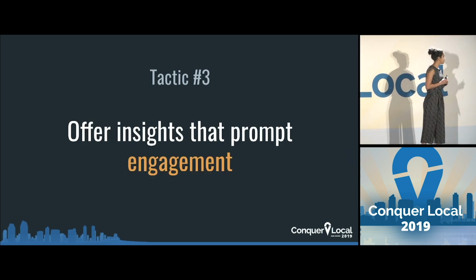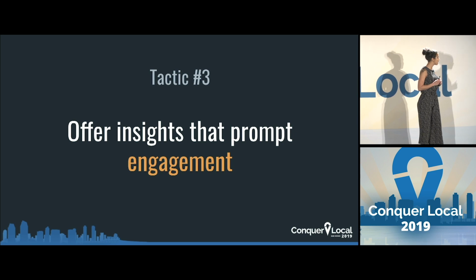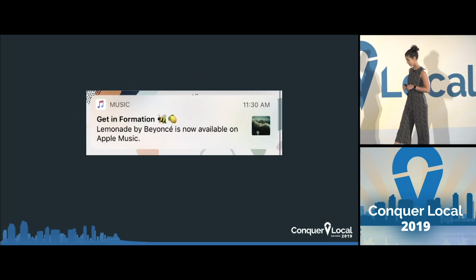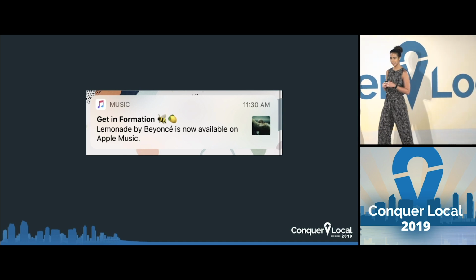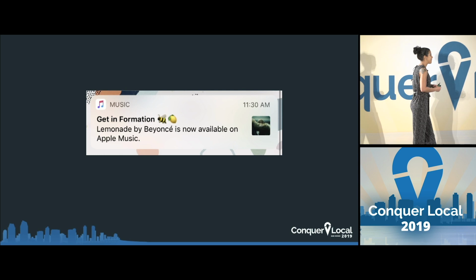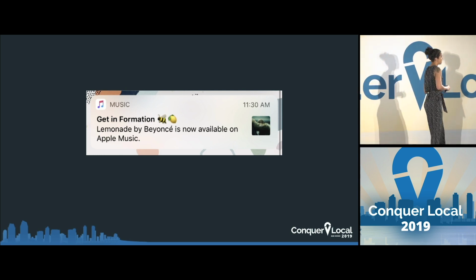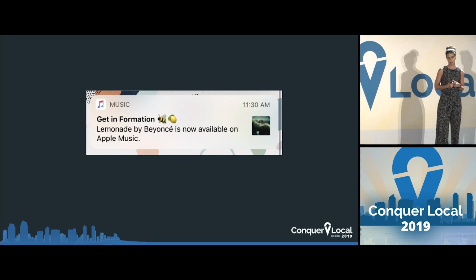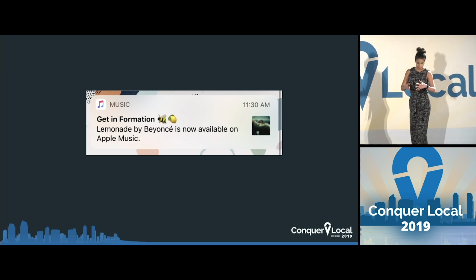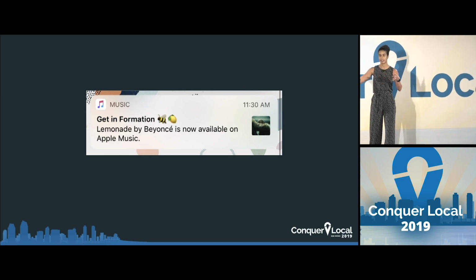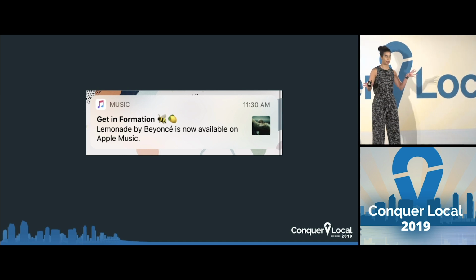Tactic number 3, offer insights that prompt engagement. And of course, I have one more Apple example for you. Can you tell that I'm a millennial by now? A few weeks ago, I got this notification on my phone: Lemonade by Beyonce is available on Apple Music. And guess what was the first thing I did when I got this notification? Well, first, I listened to it, yeah, that too. But first, I took a screenshot and I sent it to my sister. So virality, right there.